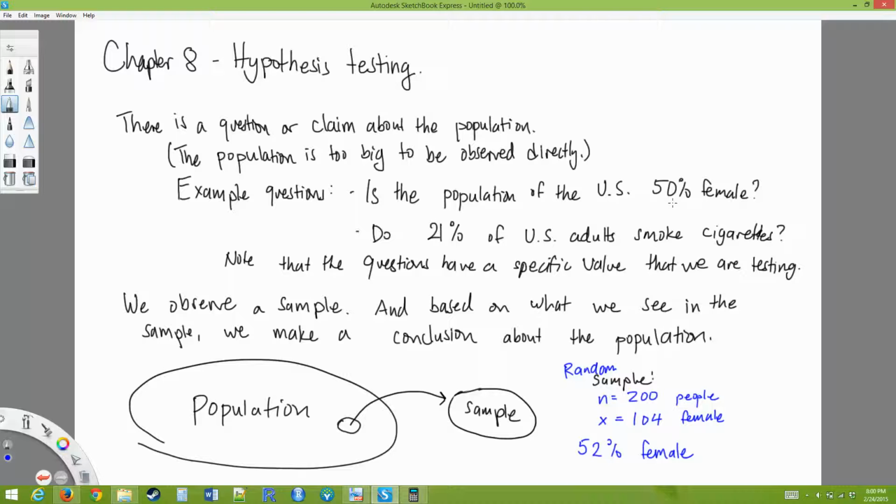Someone claims the United States is 50% female, okay? 50% female. And you say, well, I'm not sure if I believe that. Someone else says, it's more than 50% female. More than half of the people in the U.S. are female, okay? So one guy says it's 50% female. Someone says, no, there's more, okay? So you go out and you select 200 random people, okay? And when you select 200 random people, you get 104 are females. And so you get a sample that's 52% female.